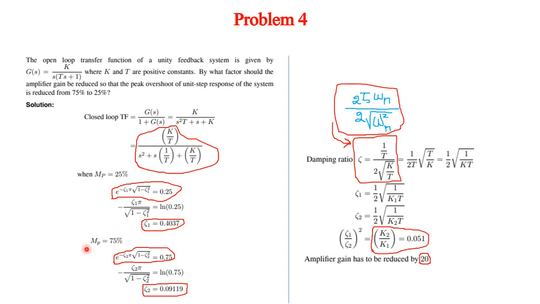Previously the peak overshoot was 75%, so the peak overshoot expression was equated to 0.75. That initial damping ratio we have taken as zeta 2. If we take the natural logarithm and simplify, we will get zeta 2 as this.